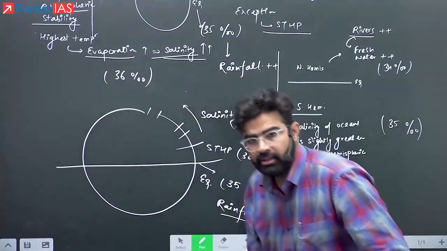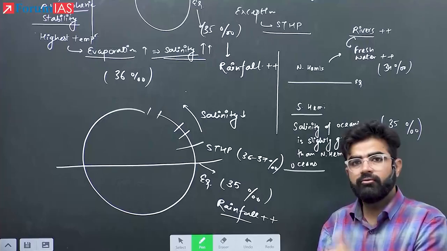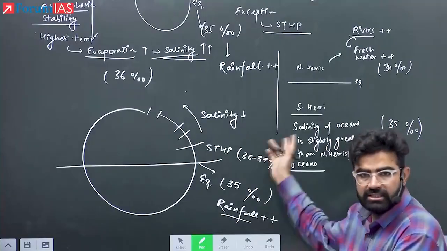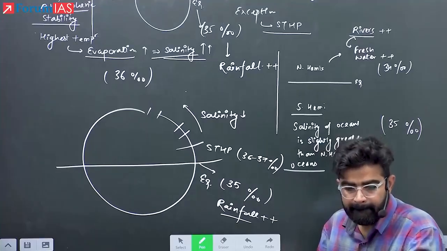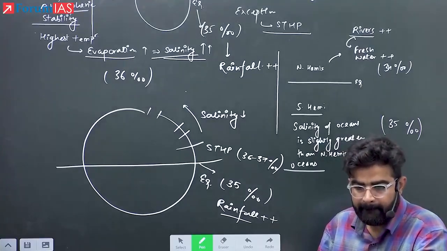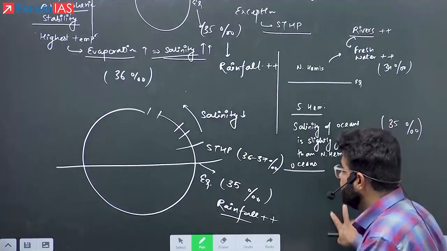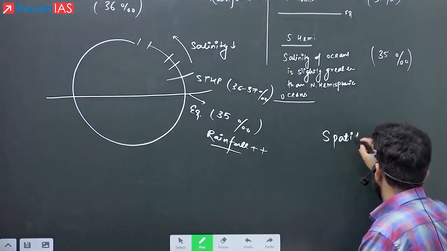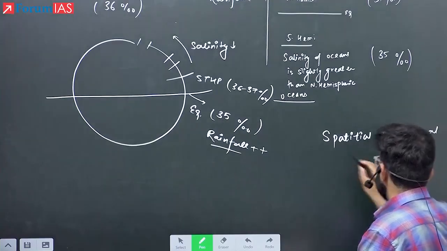Please remember, if you are asked what the horizontal distribution of salinity is and what the factors are which govern it, then you will have to mention all the factors and then talk about the general distribution in this manner. Next, in the horizontal distribution only, there are spatial and temporal variations in the salinity distribution.